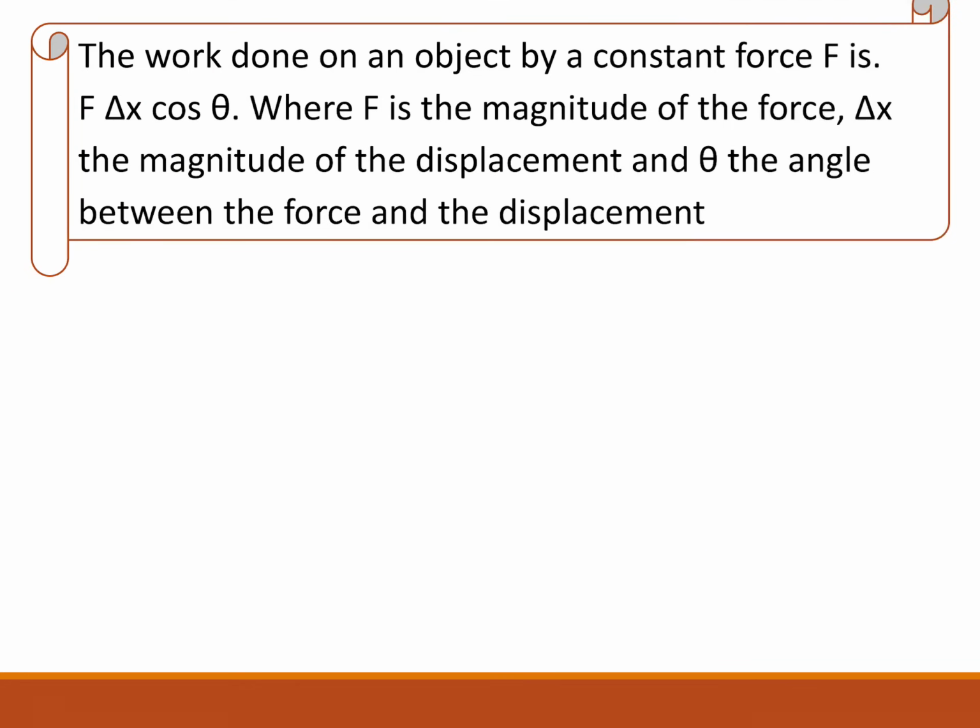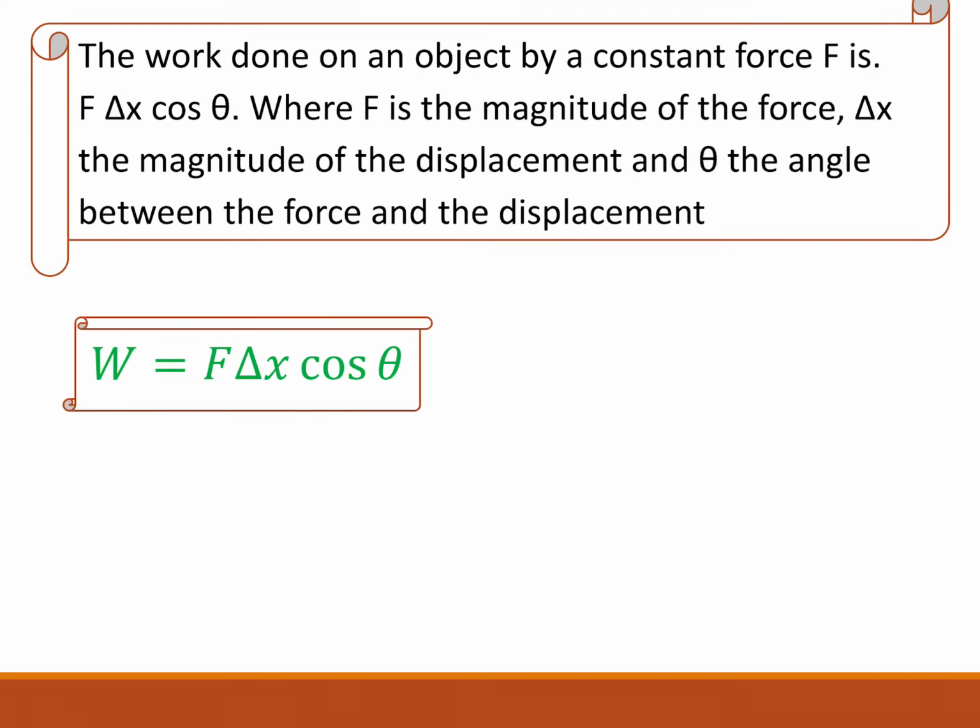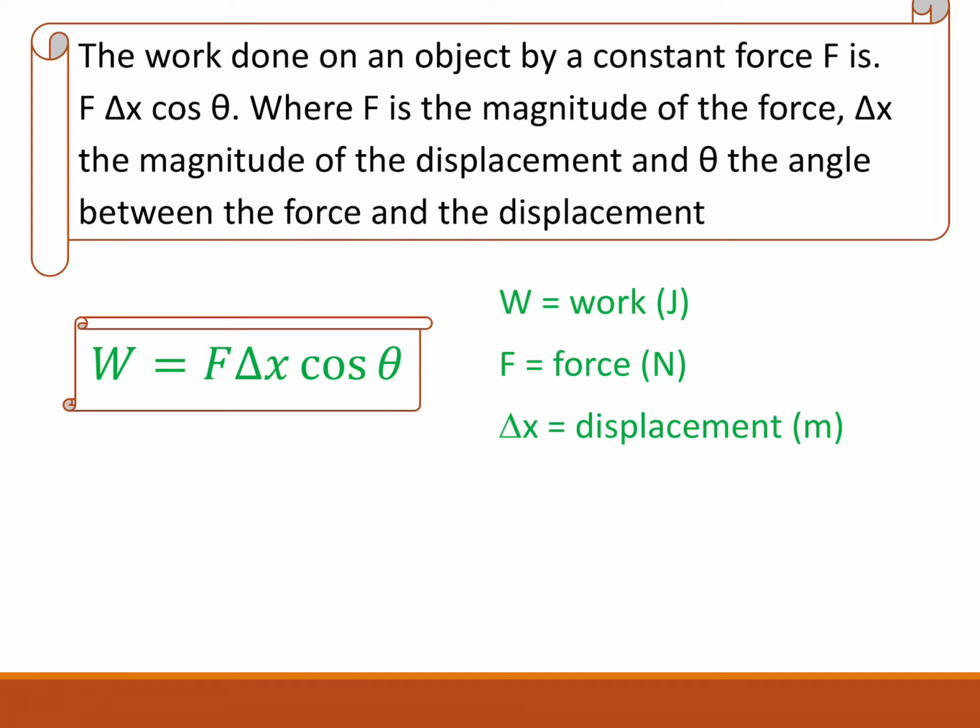So that tells us the work done on an object by a constant force is F delta x cos theta, where F is the magnitude of the force, delta x is the magnitude of the displacement, and theta is the angle between the displacement and the force, which is really, really important. That gets us to our equation, where W equals F delta x cos theta. W is work, which is measured in joules. F is force, measured in newtons. And delta x is displacement, measured in meters. Those are all important. And theta is the angle between F and delta x.